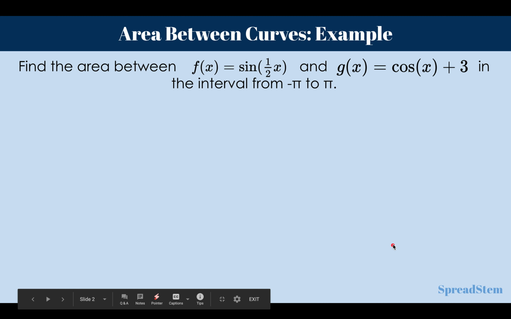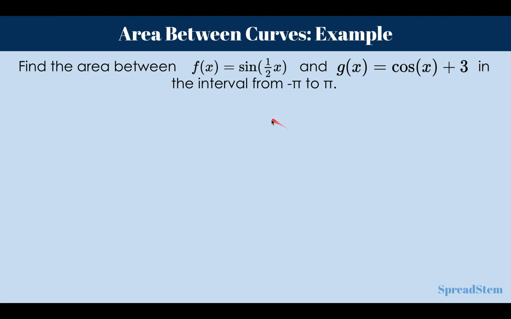So now let's take a look at this example. Let's say we want to find the area between f of x, which is sine of 1/2 x, and g of x, which is cosine of x plus 3, in the interval from negative pi to pi. So first we need to find out what the higher function is, because we would have to subtract the lower function from the higher function in order for the area to be positive.